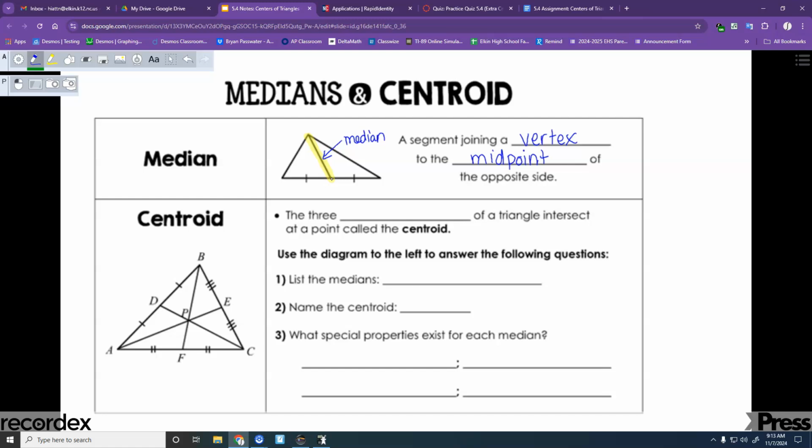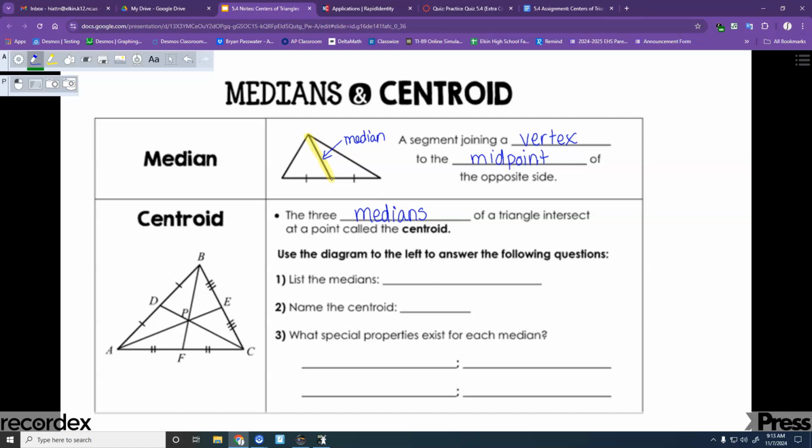And the three medians of a triangle intersect at a point called the centroid. And if I'm remembering correctly, the centroid is important because it's like your center of mass for your triangle. So if you had this triangle and wanted to balance it on the tip of a pencil, you would need to put that pencil right there at the centroid and it should be able to balance. So it's like your center of mass.